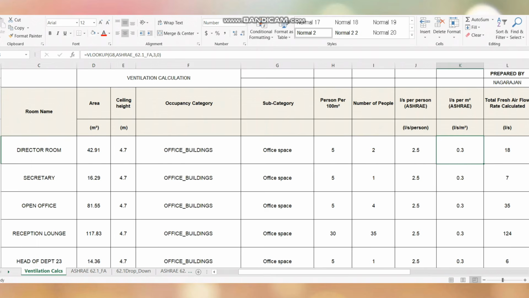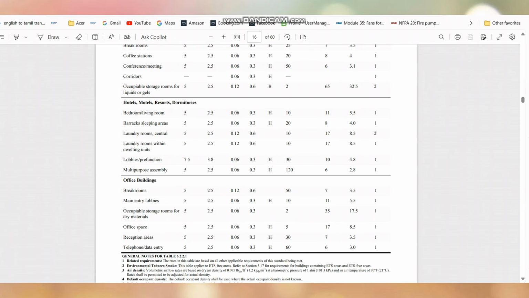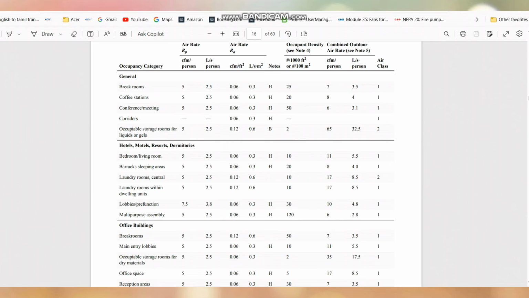And actually here we have two concepts: liter per second per person, liter per second per meter square. So if you go to the ASHRAE, here you can see for the office space, it is 5 CFM per person. You can see the unit here, 5 CFM per person. And if you go to liter per second per person, it is 2.5 liter per second per person. And CFM per feet square. So we need to find out the number of people as well as the area also. So 0.06 CFM per feet square.